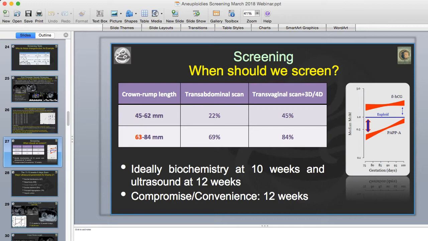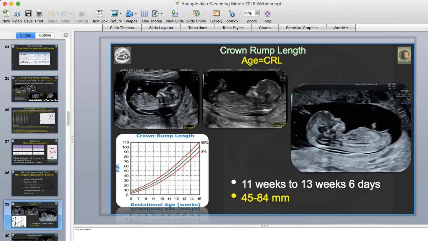Now, let's move on and realize that the first step is not the identification of the marker, but the identification of the age. And for this, we use the crown-rump length. We use a window of 11 weeks to 13 weeks, 6 days. But it's better to indicate it by the crown-rump length because the software works best between 45 millimeters crown-rump length and 84 millimeters of crown-rump length. And this should be therefore indicated.